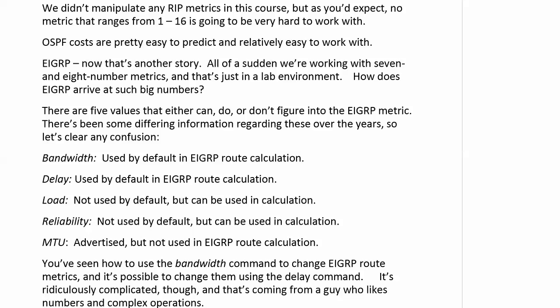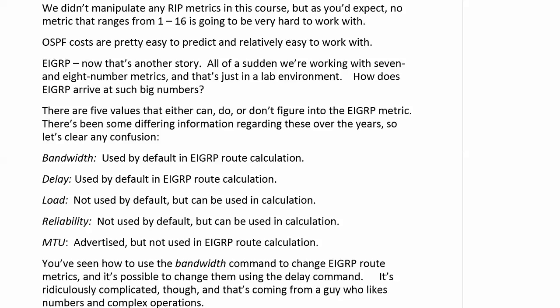Now, we just saw how to use the bandwidth command to change the route metrics. And it is possible to change them using the delay command, and that's going to be on the interface as well. You're talking to a guy here who likes numbers, who likes formulas, who was dropped on his head as a small child, possibly as an adult. But I love that stuff. I love binary. I love subnetting. That's how I got into this stuff, teaching other people a direct way to do it. When it gets into formulas, stuff like that, I love that stuff.